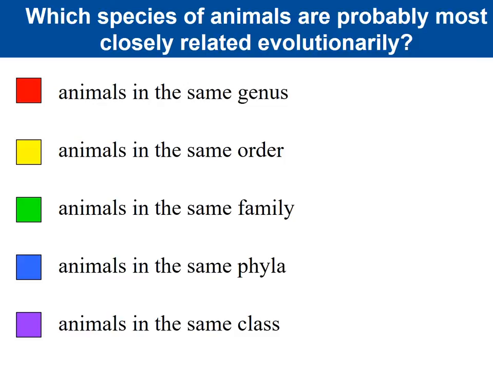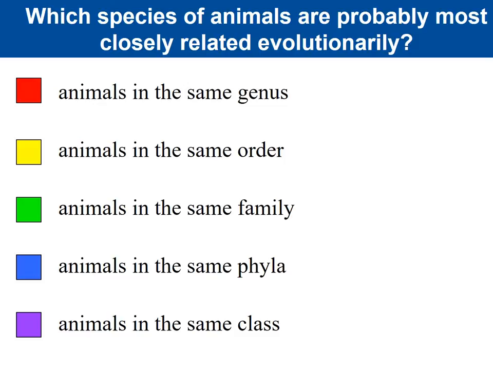If you said red, animals in the same genus, you are correct. Because remember that the lower the level of classification, so like a species, for example, are very closely related evolutionarily. They're very similar, which is why they're able to reproduce.